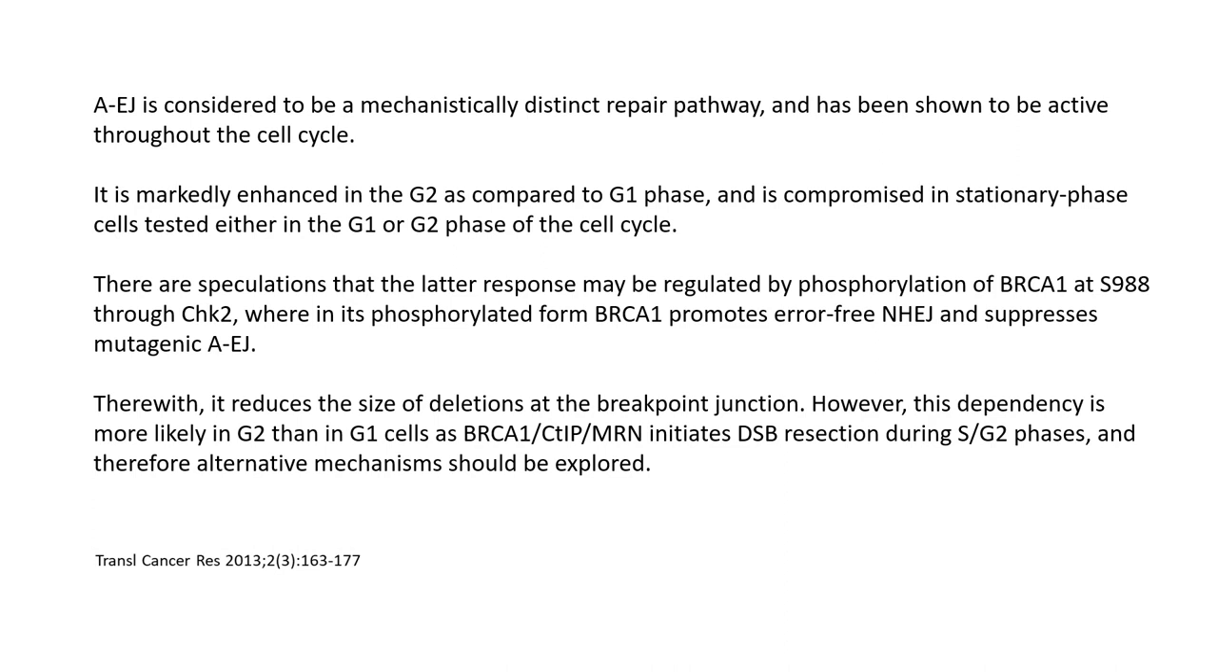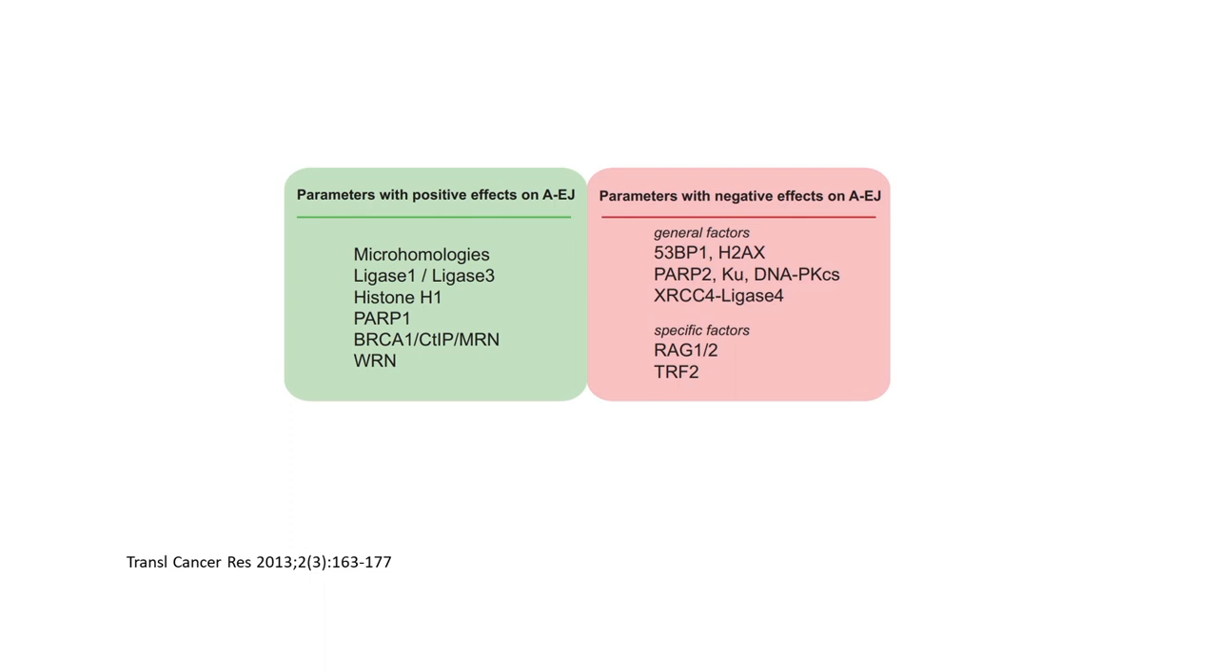There are speculations that the latter responses may be regulated by phosphorylation of BRCA1 at S988 through CHK2, where in its phosphorylated form, BRCA1 promotes error-free NHEJ and suppresses the mutagenic alternative EJ. Therewith, it reduces the size of deletions at the breakpoint junctions. However, this dependency is more likely in G2 than in G1 cells, as BRCA1, CtIP and MRN reinitiate DSB resection during S/G2 phases, and therefore alternative mechanisms should be explored.